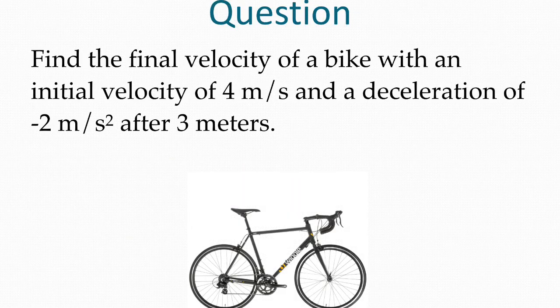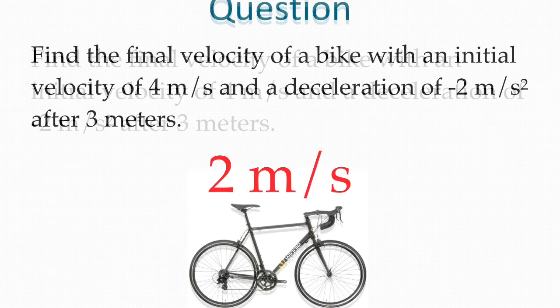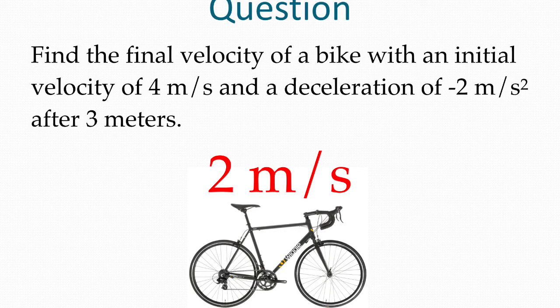Find the final velocity of a bike when its initial velocity is 4 meters per second and the deceleration is minus 2 meters per second squared after 3 meters. And the answer would be 2 meters per second.